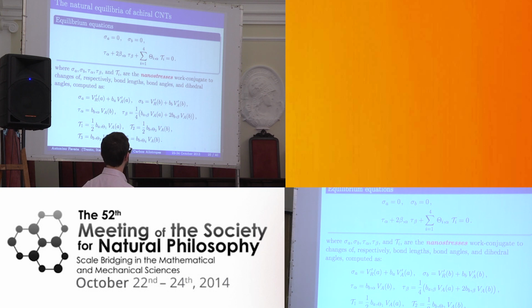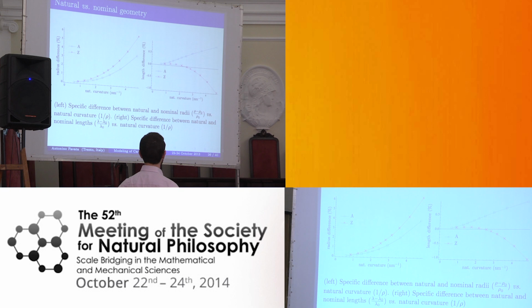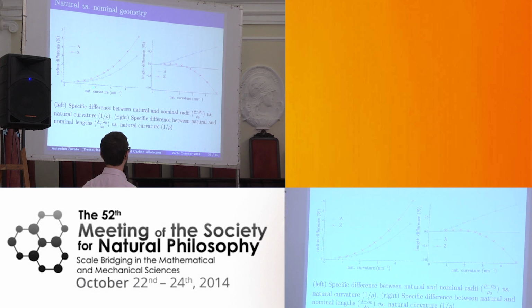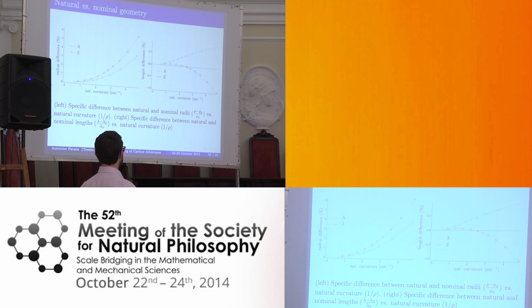The solution of this equilibrium equation provides the value of all order parameters. Here we have the solution for the radius difference. Here we plot the radius difference in percentage with respect to the nominal radius, plotted versus the natural curvature. So there's a difference with respect to the so-called nominal radius. It is not huge, but it arrives up to 7%.